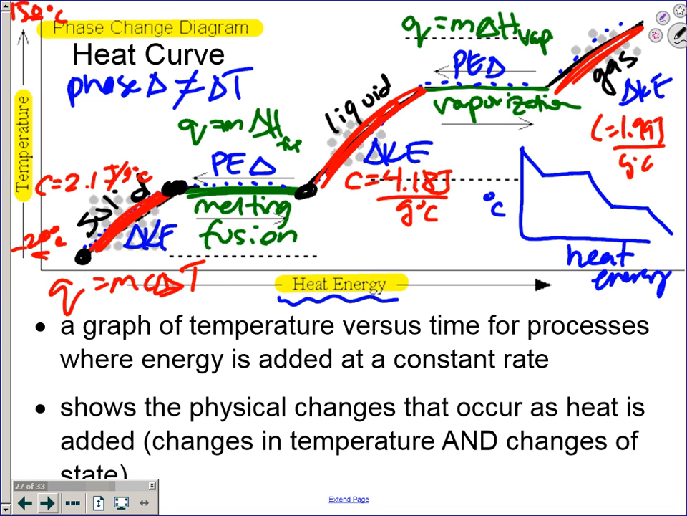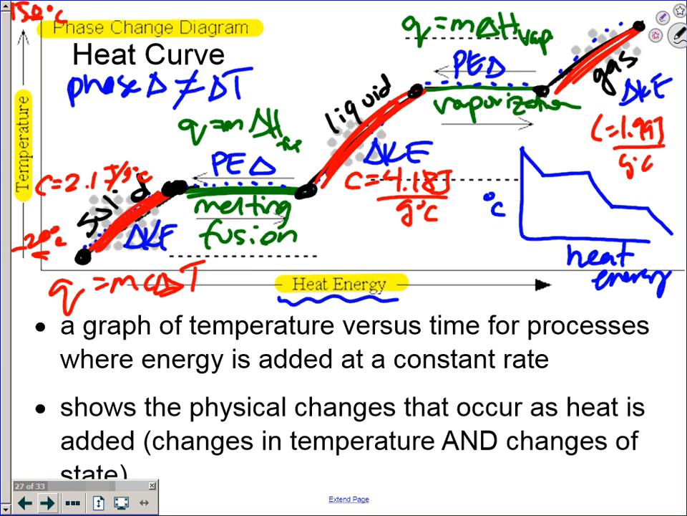Which equation do I use? Mass or moles times delta H. Most of the time my delta H's are in moles, so I'd be using moles, okay? So like kilojoules per mole. And then I do Q equals MCAT again, and then I do Q is equal to moles times delta H again, and then I do Q equals MCAT again.